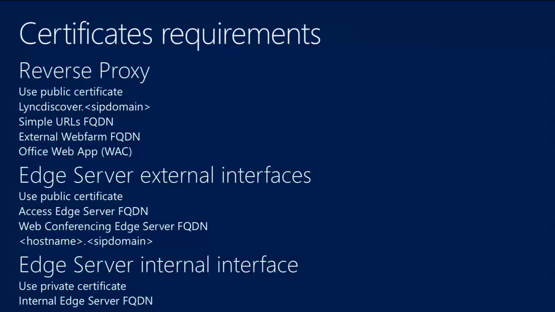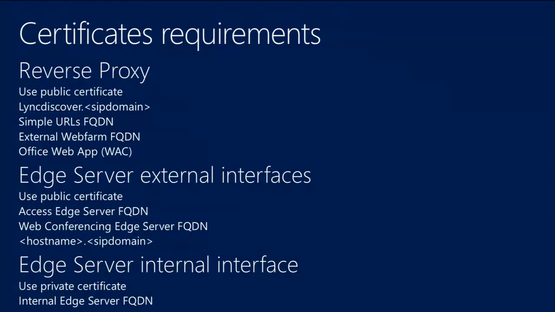I can buy 1 cert, put the Access Edge FQDN as the common name, put the web conferencing edge as the subject alternate name, done. And then just put that cert across all of my edge servers that are in that particular pool, and we're good to go. The internal interface could be a private one. It could be a public one, but the internal interface is only really connected to by your internal clients. So generally speaking, you don't have to spend money on a public-facing cert for the internal interface of Edge. So generally, you would use your internal CA.